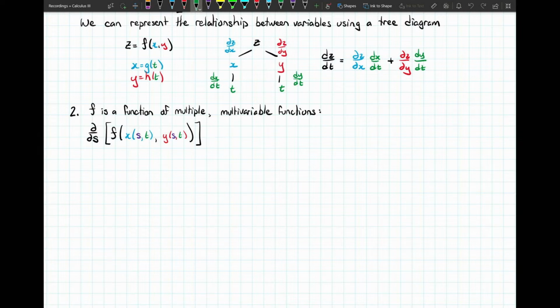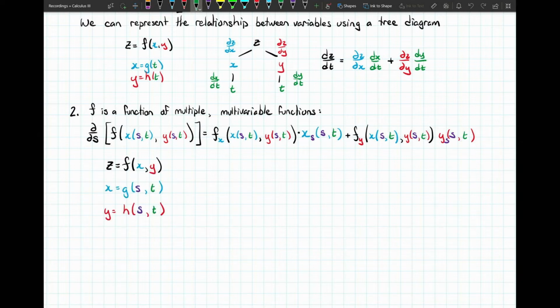If we wish to find this derivative, it's a very similar process. We're going to start off with looking at the derivative of f with respect to x, evaluated at x and y of s and t, and then we take the derivative of the inside function, the derivative of x with respect to s. But here, that would be a partial derivative as well. And then we'll repeat this again by looking at the partial derivative of f with respect to y and the partial derivative of y with respect to s. And we can draw a tree diagram for this as well.